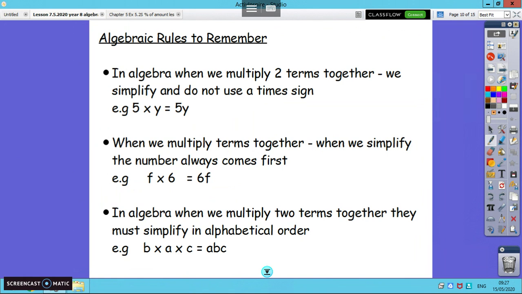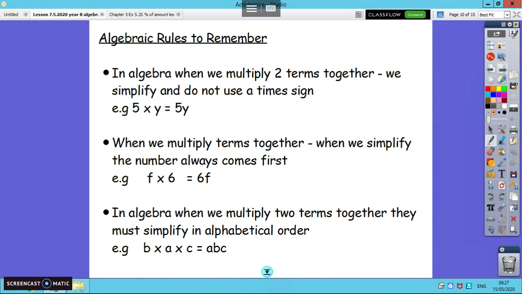Last rule, in algebra, when we multiply two terms together, letters or numbers or a combination, they must simplify to be in alphabetical order. So if we had something like b times a times c, we would get rid of those multiplication signs, squish them together, but we would write them in alphabetical order. So a, b, c.